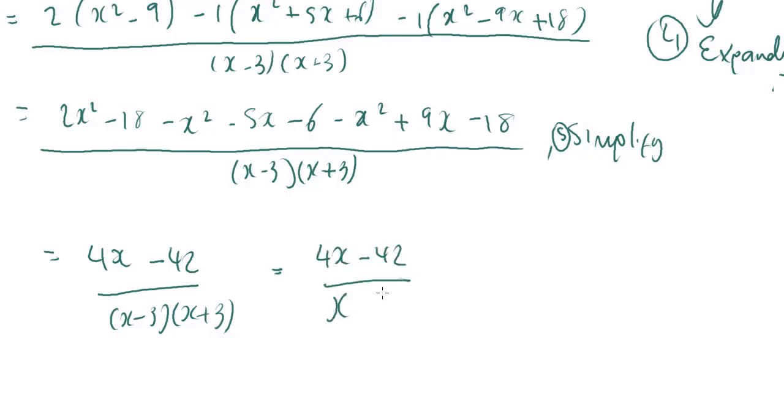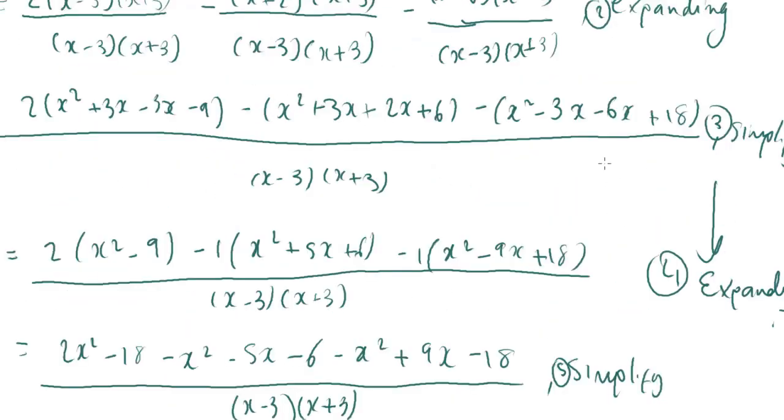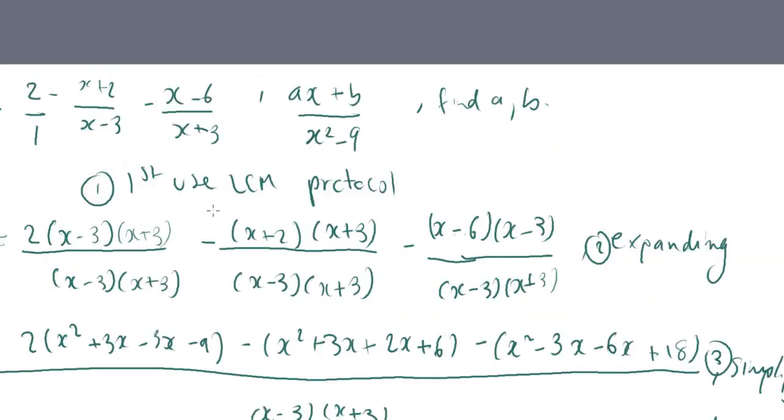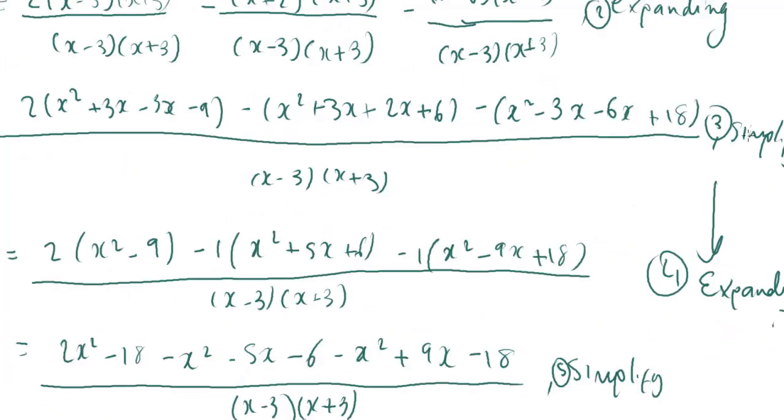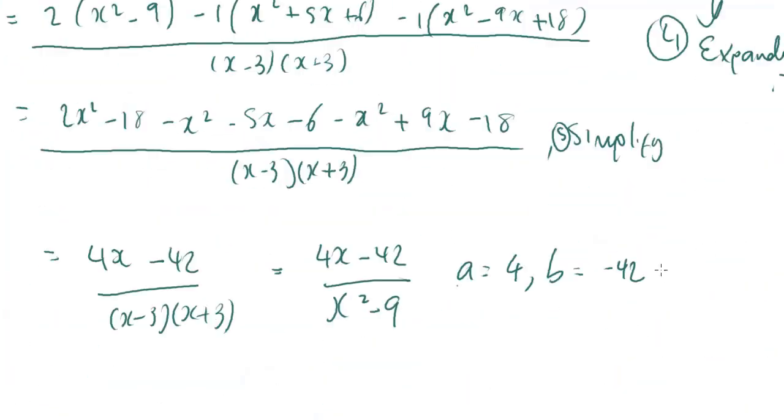So it can be written as x squared minus 9, so that's the difference of two squares, and therefore you can see that we've got it in the format that we wanted. So a is equal to 4 and b is equal to minus 42. So you can see there, just following simple procedure: find the LCM, treat them as fractions, expanding, simplifying, expanding some more, simplify once again, and then you can see that this is the difference of two squares, and it gives you 4 for a and minus 42 for b.